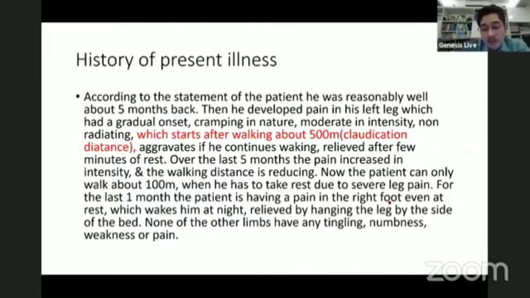Now, how is it relieved? Relieved by hanging the leg by the side of the bed. The probable cause of this is gravity, I think. When gravity pulls the blood down, the patient gets some relief. You should also add, at this point, if you have any other findings related to other systems, like the cardiovascular system, respiratory system, cerebrovascular, neurovascular systems, and also the other limbs, which may have tingling, numbness, and weakness. So I'm coming to that.